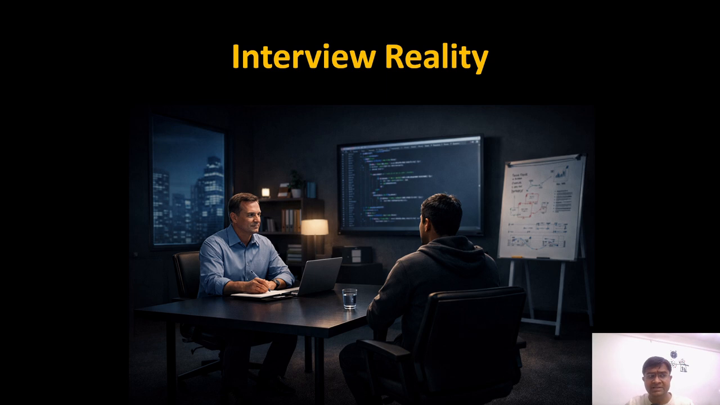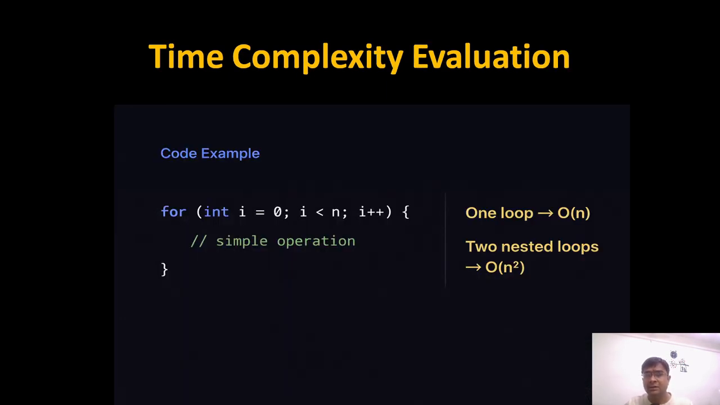Now, imagine a situation here. You have a loop that is running from 0 to i less than n, right? So the time complexity for this is big O of n. Simple, right? But interviewers expect something different here. They don't want the simple straightforward answer like big O of n time complexity, but they expect you to say that this runs n times and each operation inside takes constant time, right? So therefore the total time complexity is big O of n.